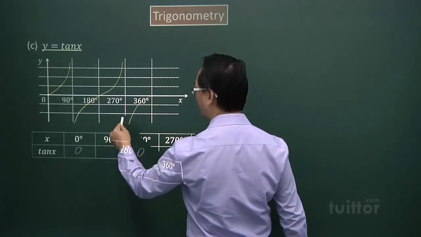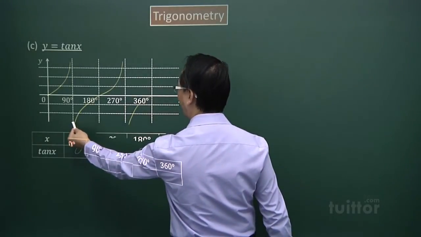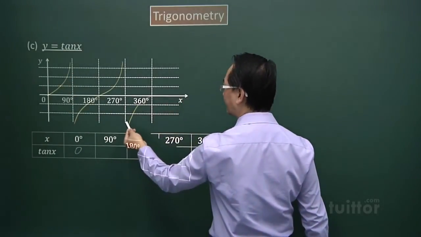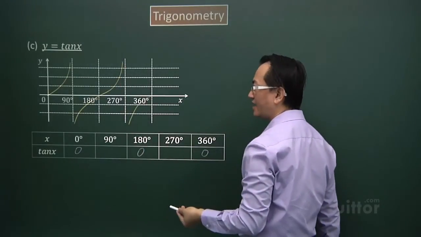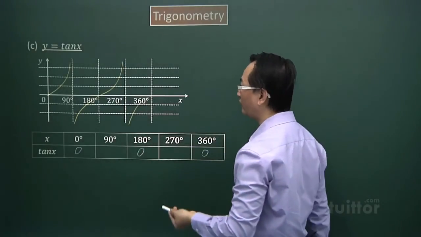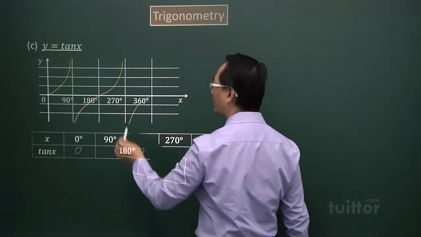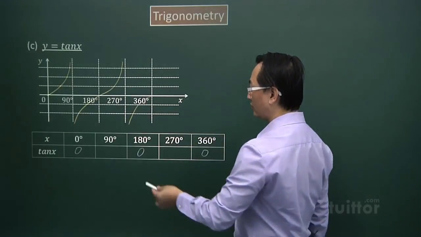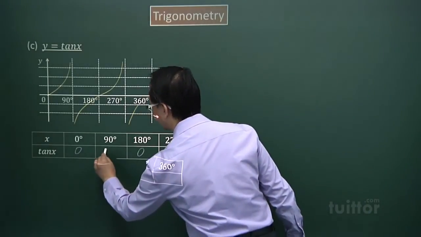And if we look at x equals to 90 degrees is a vertical line, and x equals to 270 a vertical line, you realize that the tangent graph will not touch these two lines. It will go very close to it, but will never touch the line. So for these two values, we have this sign here.